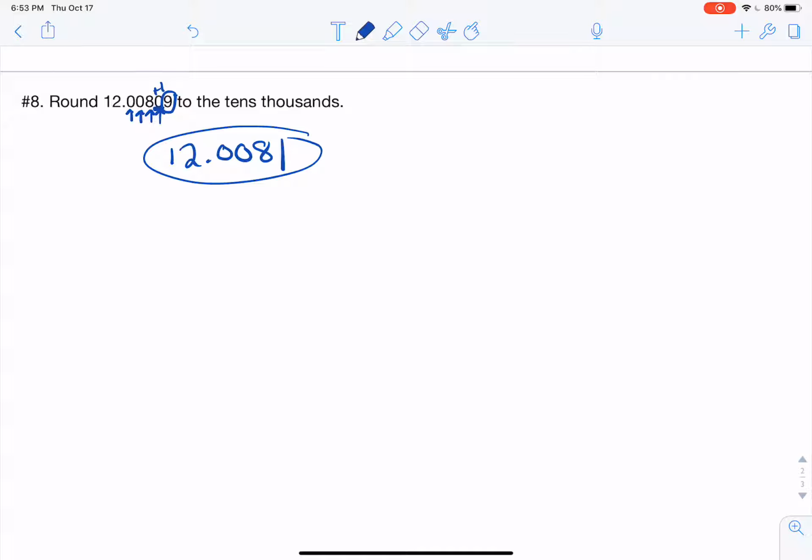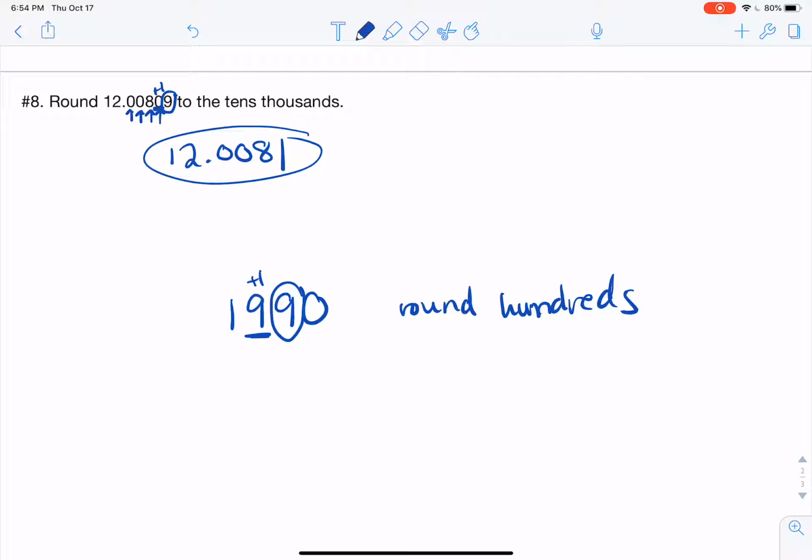Let's see. I'm going to give another example. So if we have a number like 1990 and I say round to the hundreds, well, what happens? Okay, so this is the hundreds place. This is what I'm going to look at. So this again is between 5 and 9, so that means this one gets added 1 to. And so we take our 9 and we add 1 to it and it becomes 10.